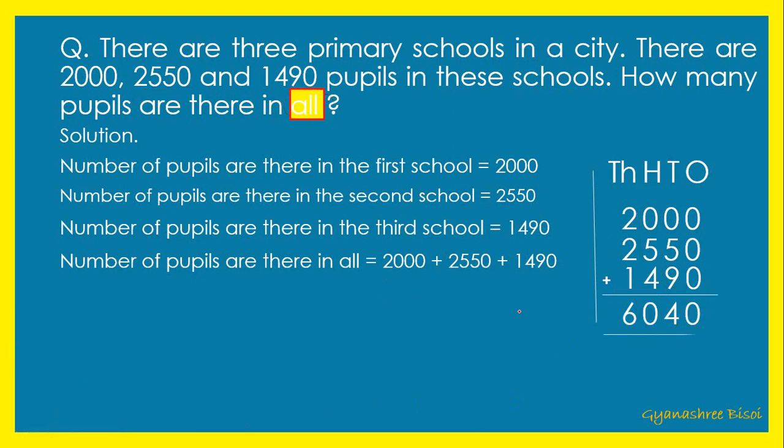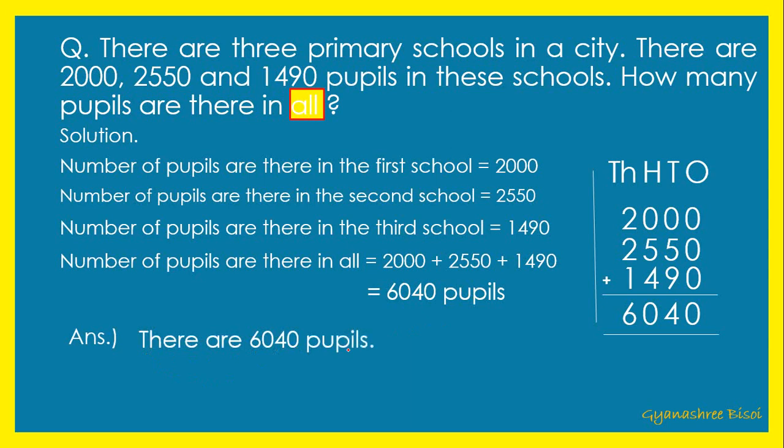Now I will put a line below this and equals to 6040 pupils. Answer: there are 6040 pupils. Right? I hope all of you understood this.